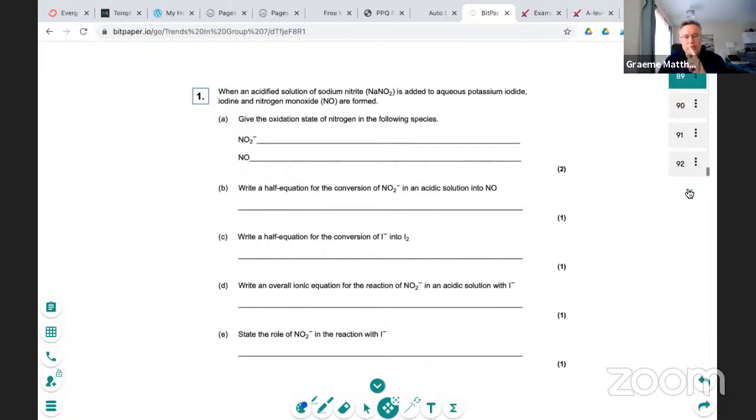All right, then. So if I look at this one, give the oxidation state of nitrogen in the following species. Let me do some scratch over here. So this is NO2 minus. Obviously, this is -2 because it's an oxide, -2. It's not a peroxide, H2O2, where it would be -1. And so therefore, this would be +5.